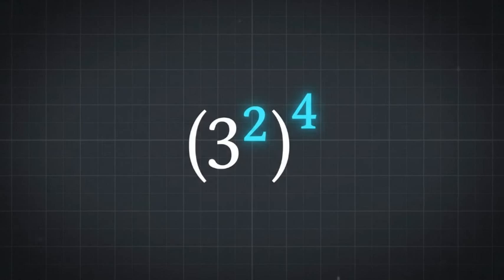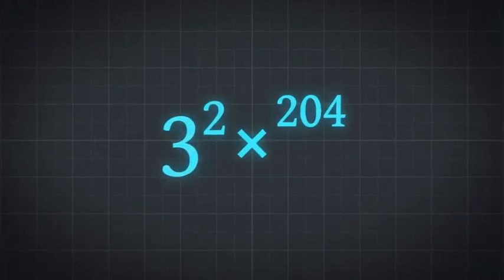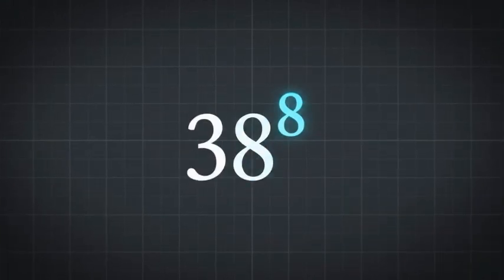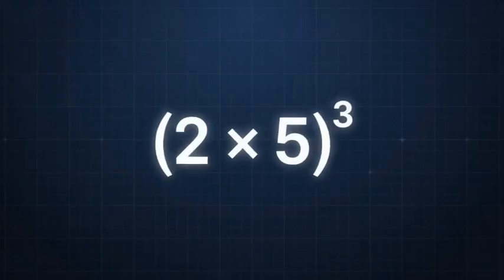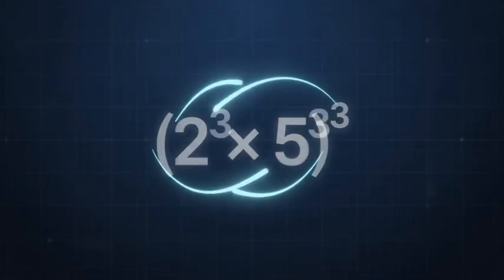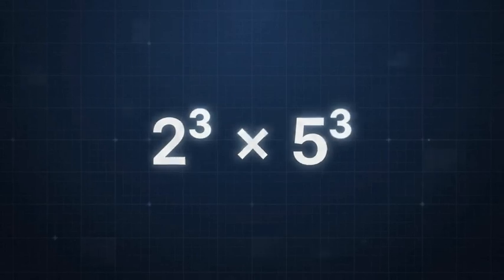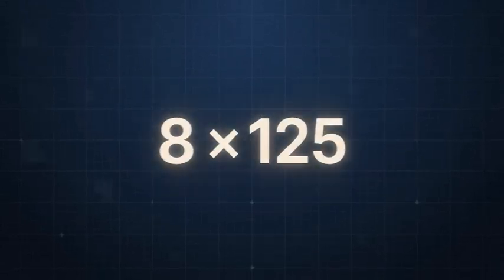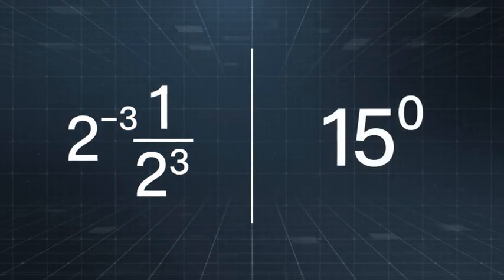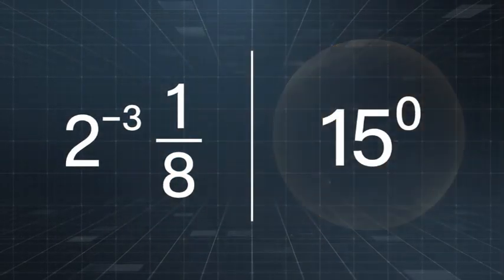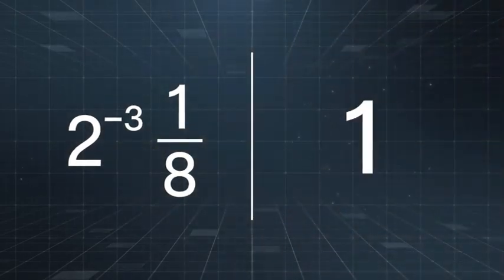The power of a power rule tells us to multiply the exponents. 3 squared raised to the 4th power becomes 3 to the 8th power. When a product is raised to a power, apply the exponent to every factor individually before multiplying the results together. A negative exponent means take the reciprocal of the positive power. Any non-zero number raised to the power 0 always equals 1.